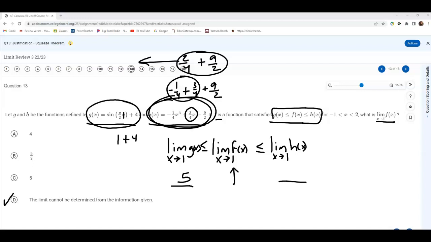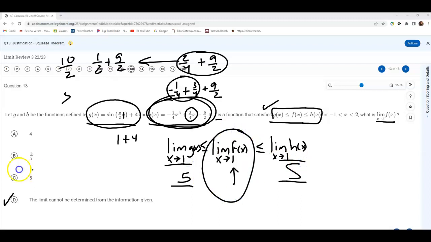2/4 reduces to 1/2, and 1/2 plus 9/2 is 10/2, which is 5. And sure enough, just like I thought, and that's also another funny coincidence. I didn't know these were going to come out to be 5, but when I did that example earlier, that was just chance. Kind of funny. But anyway, since both of these are 5, that means this has to be 5, and that would be our limit. That's called the squeeze theorem.